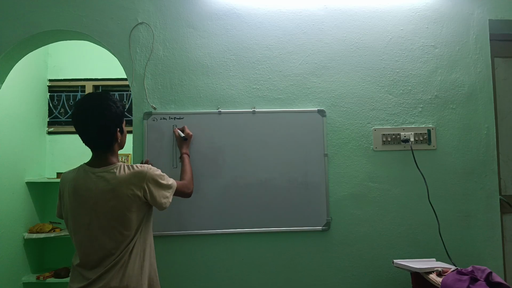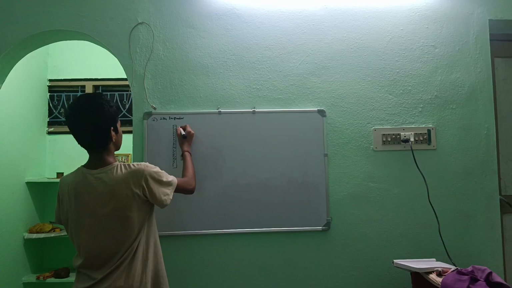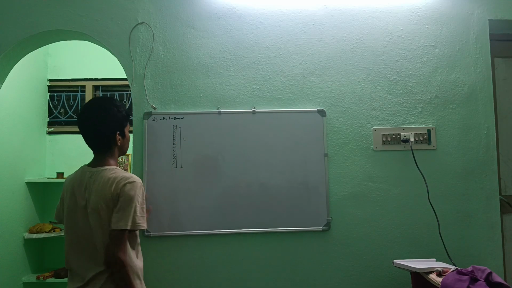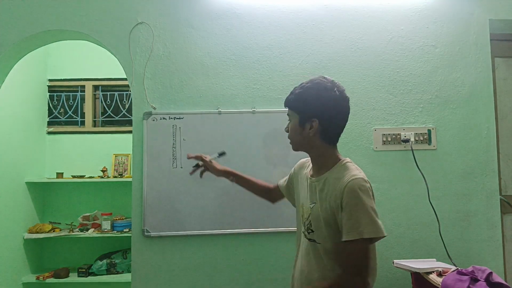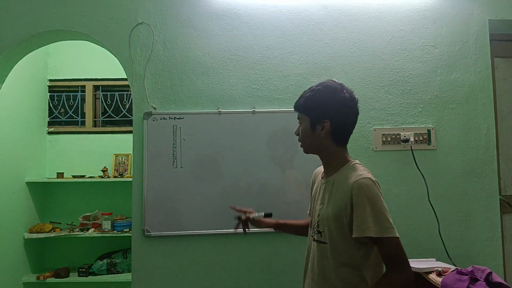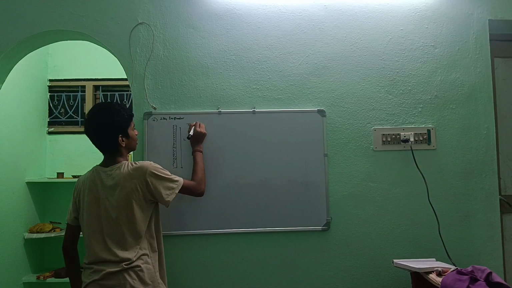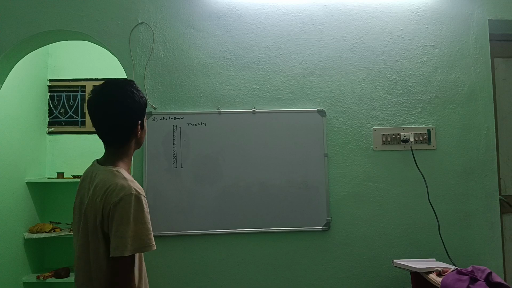Okay, there is a thin rod of length L. What is the length of the rod? It is length capital L, and M rod is nothing but the mass of the rod. It is 1 kg, right?